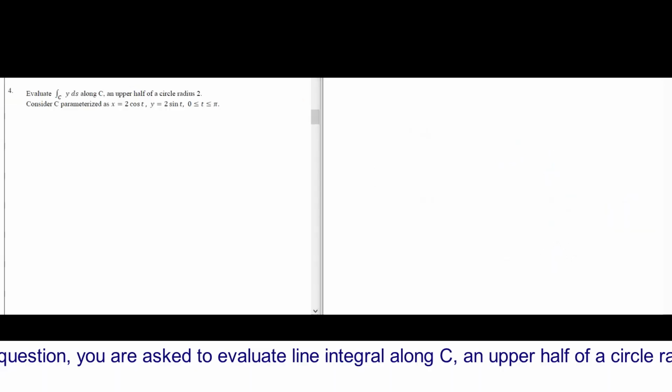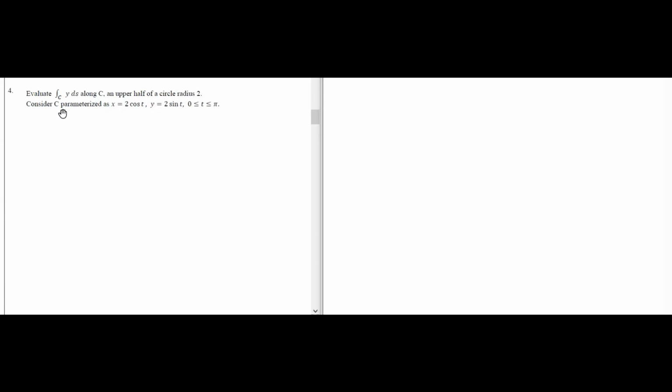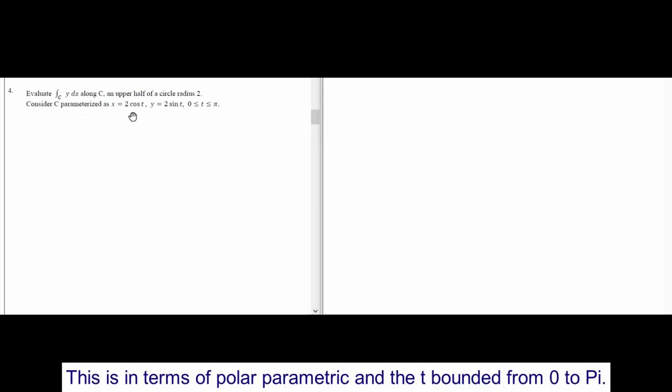Question 4 now. In this question, you are asked to evaluate the line integral along C, the upper half of a circle of radius 2. Now C is bounded by half of a circle with radius 2. Consider C parameterized as x equals cos t, y equals sin t. This is in terms of polar parametric form, and t is bounded from 0 to pi.